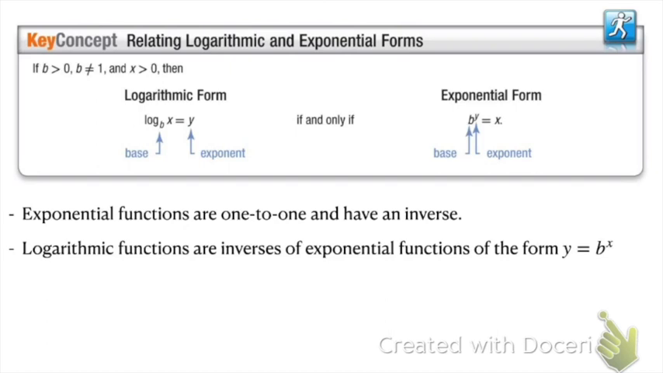So look at this, you have b greater than 0, b cannot be 1, and your x has to be greater than 0. We have the logarithmic form and an exponential form. The logarithmic form is log base b of x equals y. This is true if and only if b raised to the y power is x.